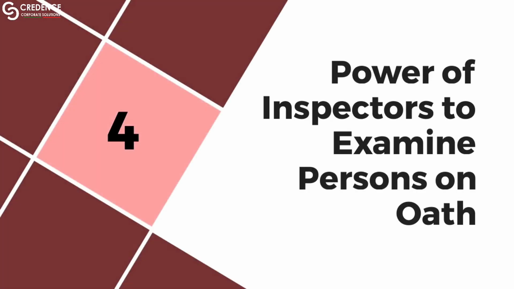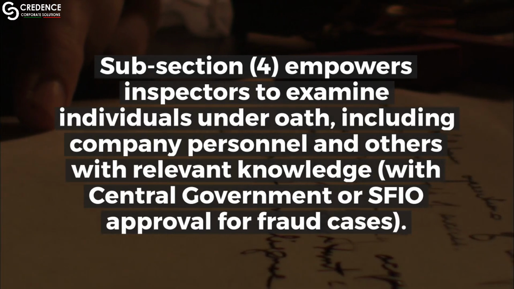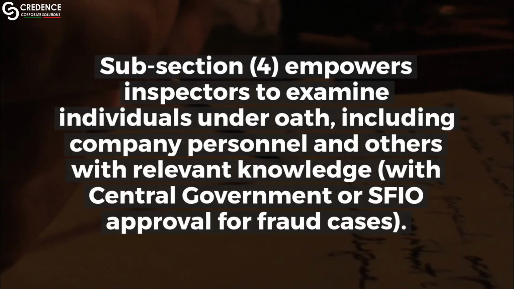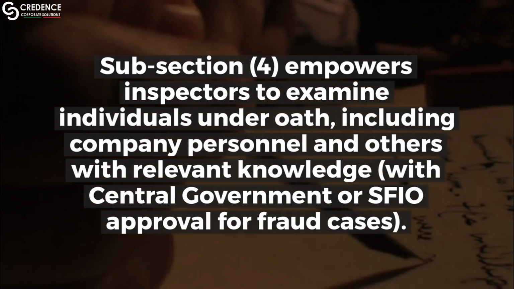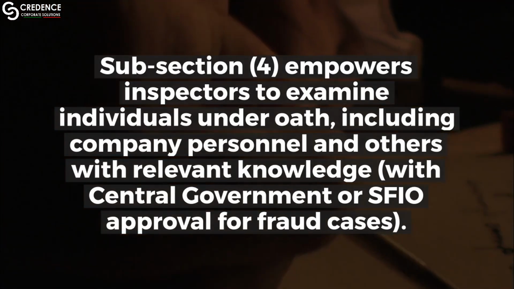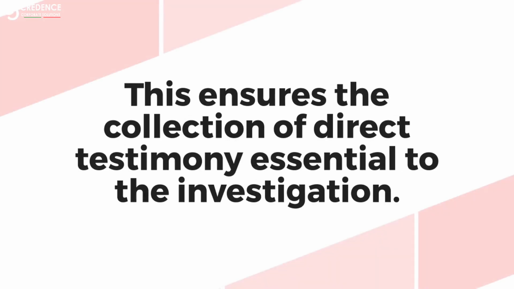4. Power of inspectors to examine persons on oath. Subsection 4 empowers inspectors to examine individuals under oath, including company personnel and others with relevant knowledge, with central government or SFIO approval for fraud cases. This ensures the collection of direct testimony essential to the investigation.